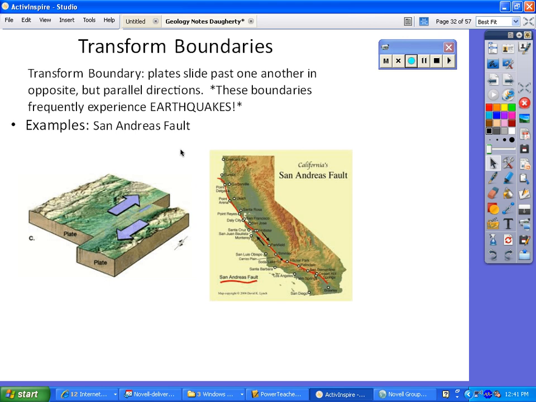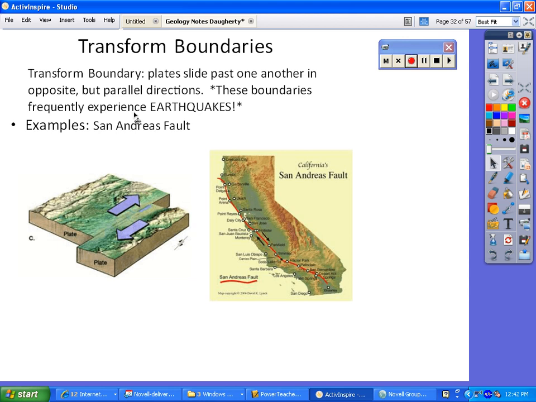And the last boundary is called a transform boundary. Instead of plates diverging or converging together, this is where they slide past one another in parallel directions. What you experience here is earthquakes. Basically, imagine two things locked together, stuck together, and they really, really want to separate. It's almost like a piece of elastic. And then it finally breaks loose. It's going to send a rumble through the crust, and that's what generates this earthquake.